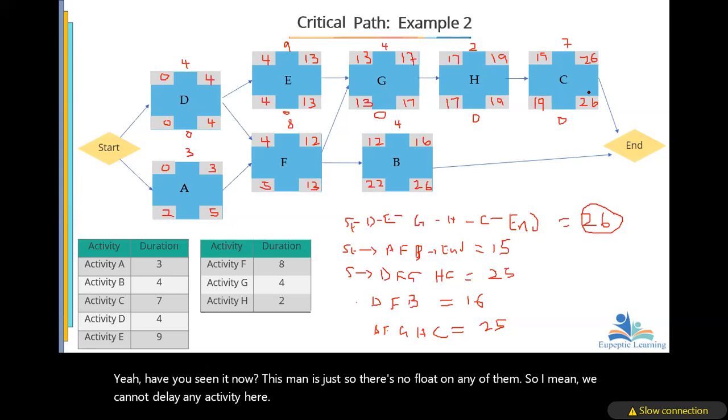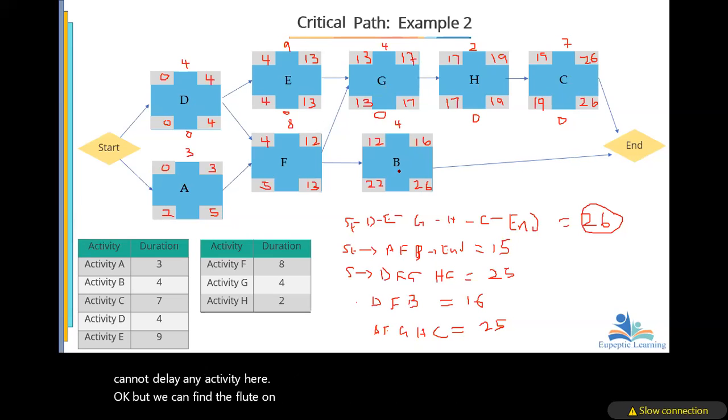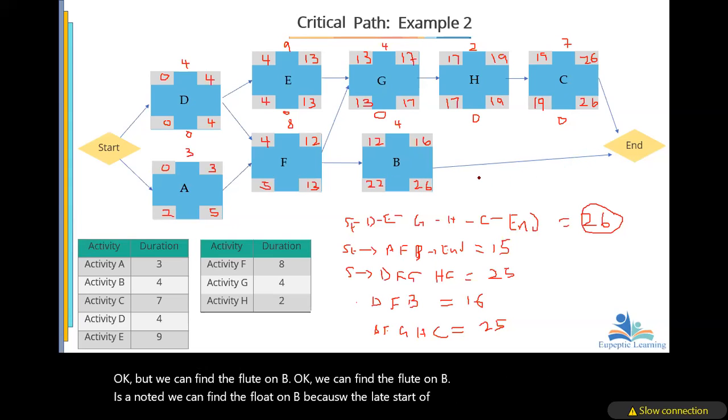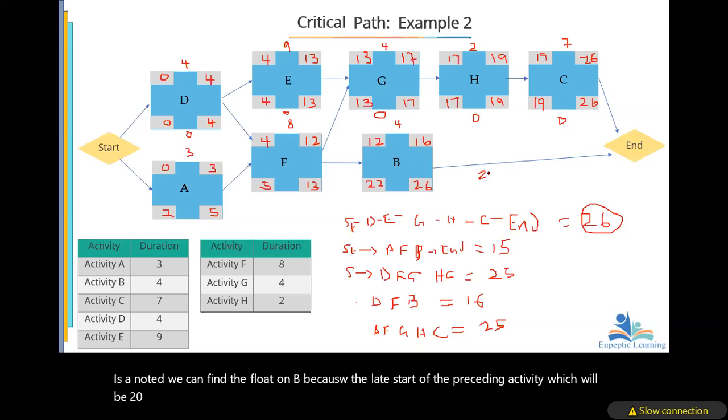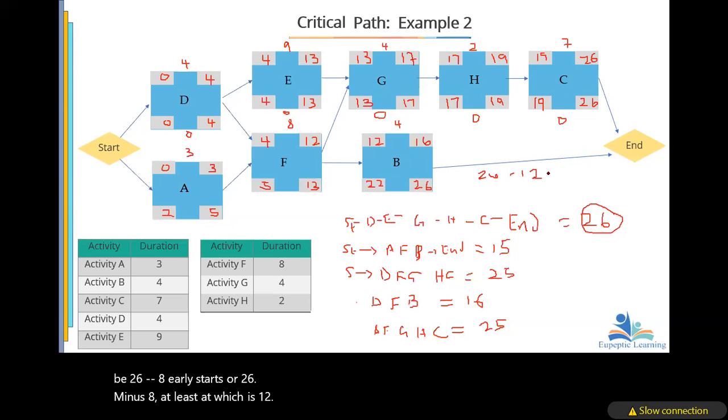But we can find the float on B, because of the late start of the preceding activity, which will be 26 minus 8 early start, which is 12, minus 8 duration, that's 4. So that will be 10 days. Yes, 10 days. So the float on B is 10 days.